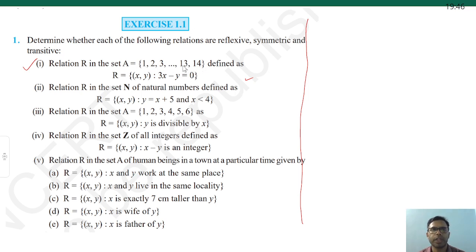A set to set relation. What is the definition of the relation? Relation is containing the ordered pairs x, y where this x and y is satisfying this relation. These two elements satisfy 3x minus y is equal to 0. That is simply you can consider y is equal to 3x. You can think they satisfy this relation. So what is the relation R?